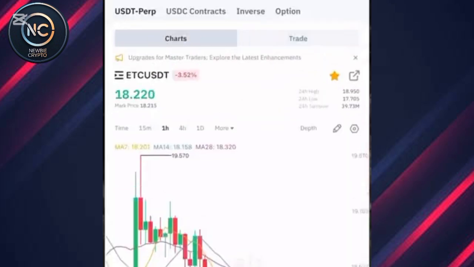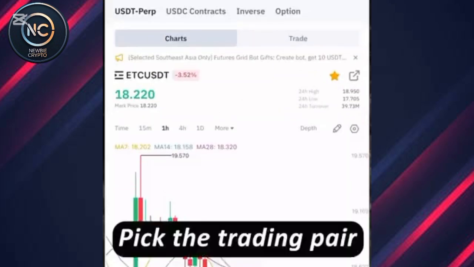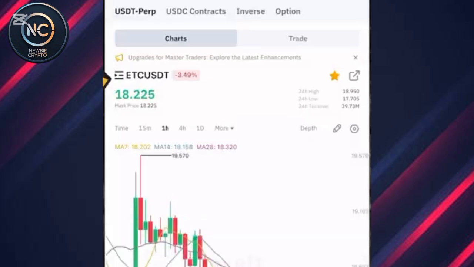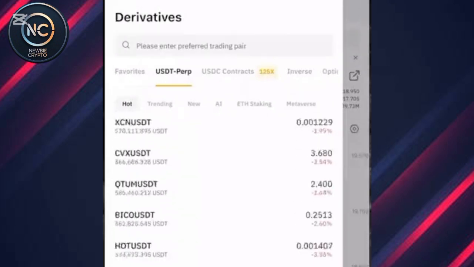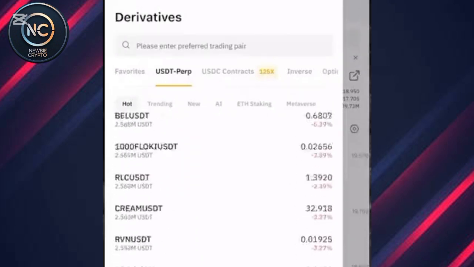Now on that chart, the first thing you need to do is to pick the trading pair you want to trade. So to pick the trading pair you want to trade, you see where you have ETC USDT, you tap on it and it will show you the other trading pairs you can trade in this market. So you can see you have a lot right here. So you can pick the one you want to trade.